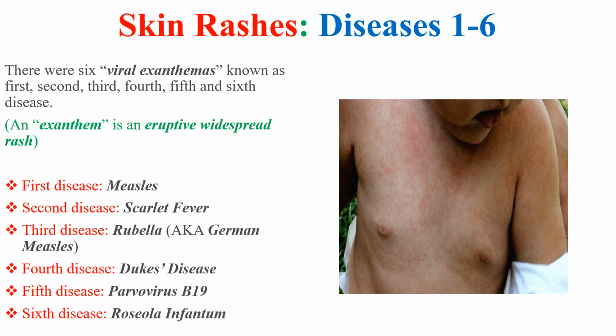First disease is measles, second disease is scarlet fever, third disease is rubella, fourth disease is Duke's disease, fifth disease is Parvovirus B19, and sixth is Roseola Infantum. So let's see each of them separately.